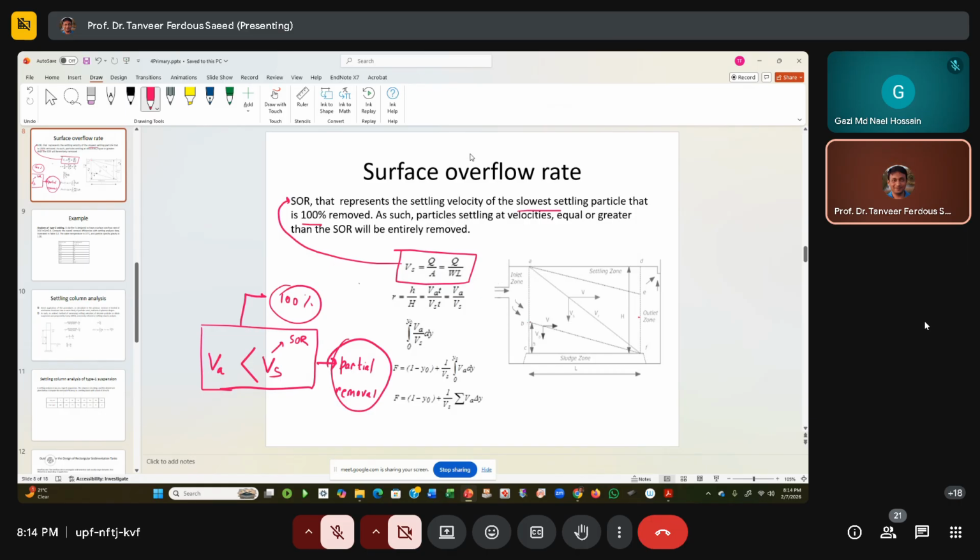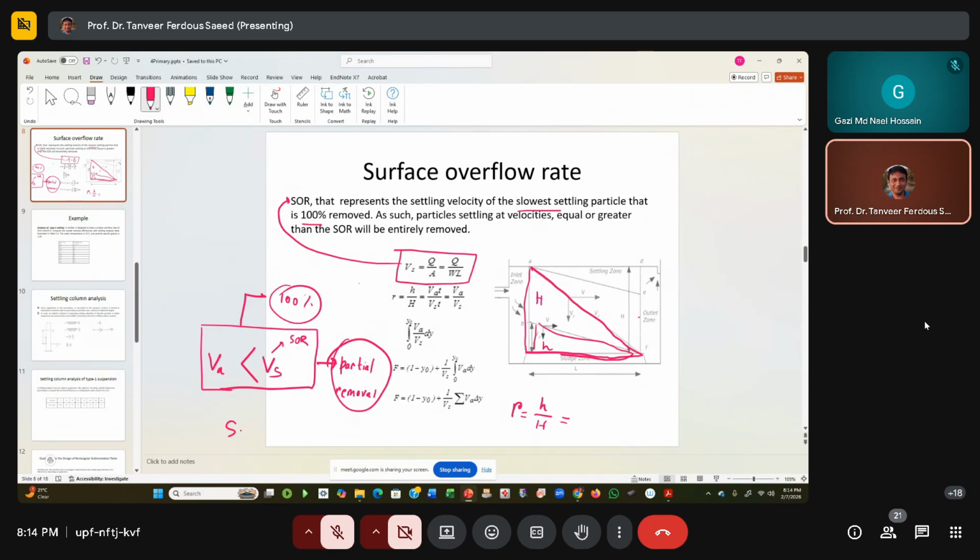Now, let us assume the partial removal ratio is R. This is one triangle with greater height, and this is another triangle with lower height. So R is equal to h by H, where h is the distance.